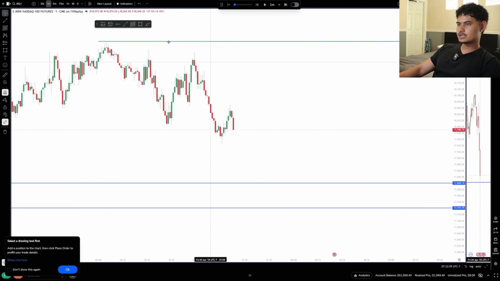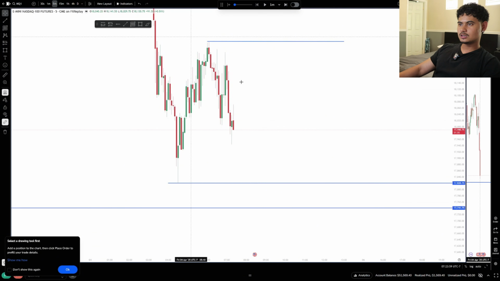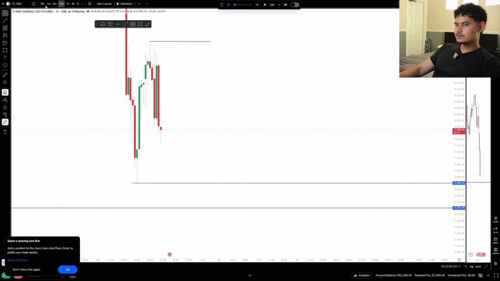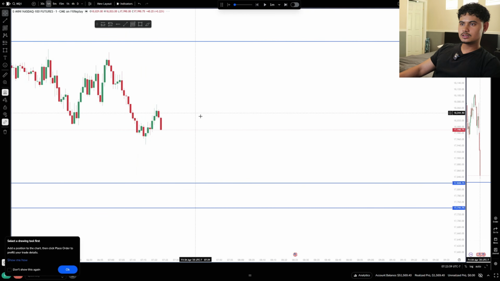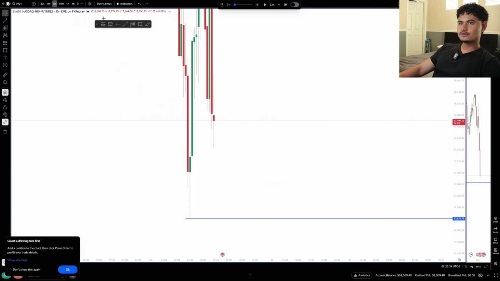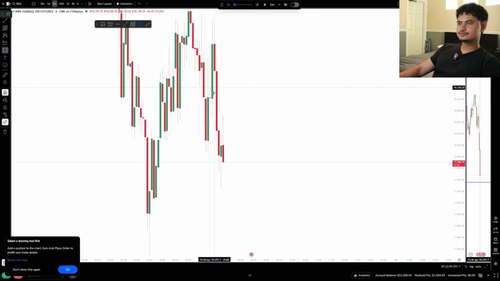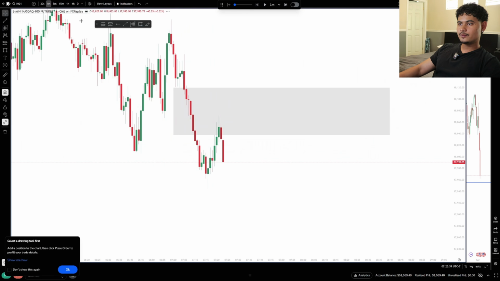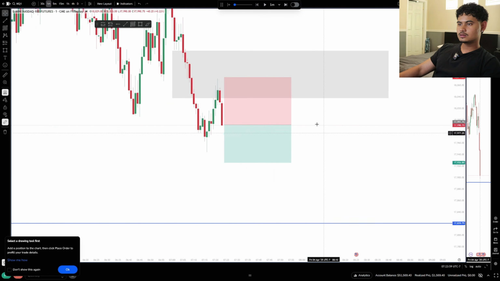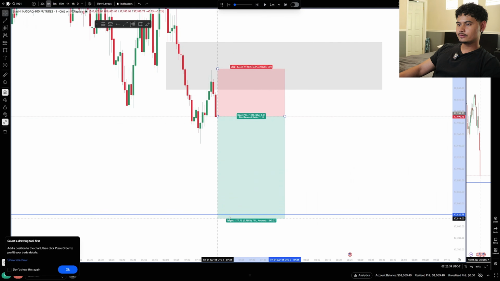Okay, actually this looks kind of nice. Tap into a 5. This looked nice right here. Tap into a 5-minute gap right here. A nice displacement. So I'm gonna take this right here. Looking for this right here.